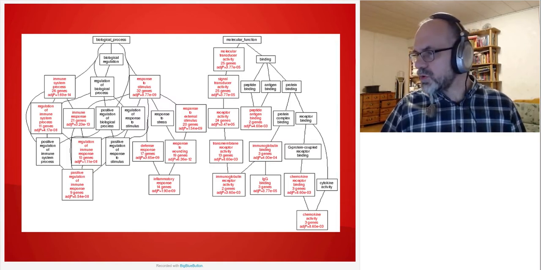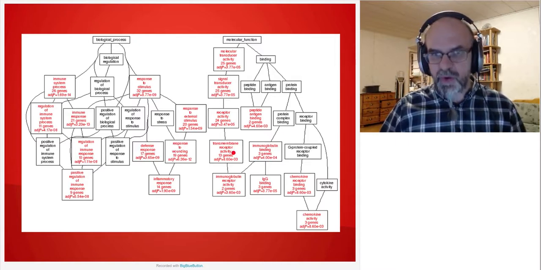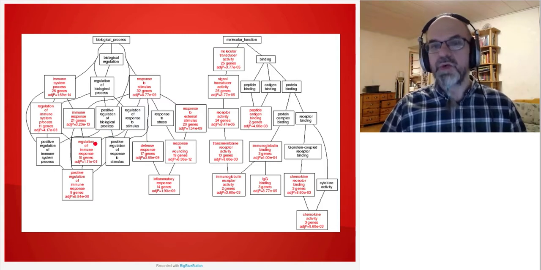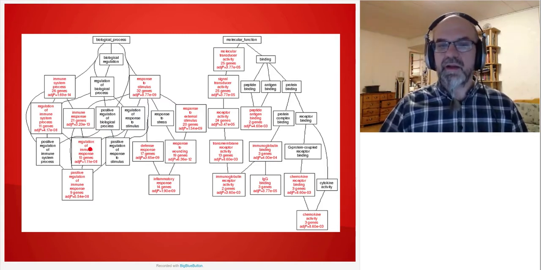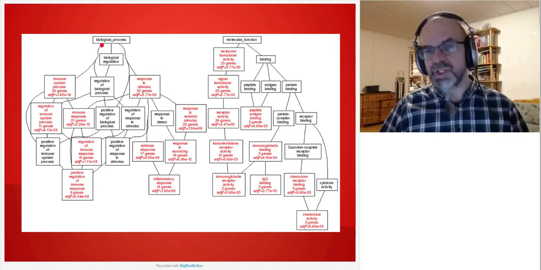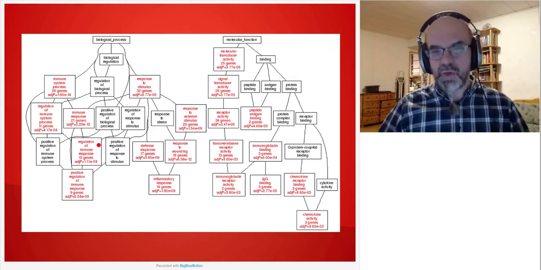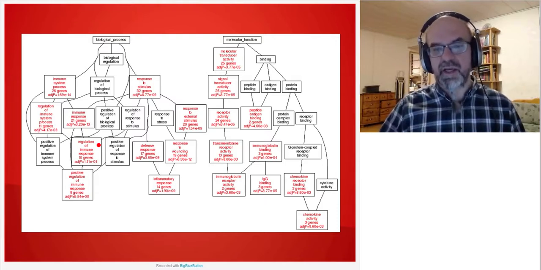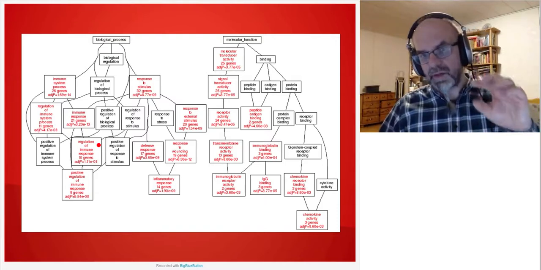What we want to do, when we perform enrichment analysis using gene ontologies, is to find terms which are possibly furthest away from the highest term. So the most specific terms which are significantly associated with your target gene list.